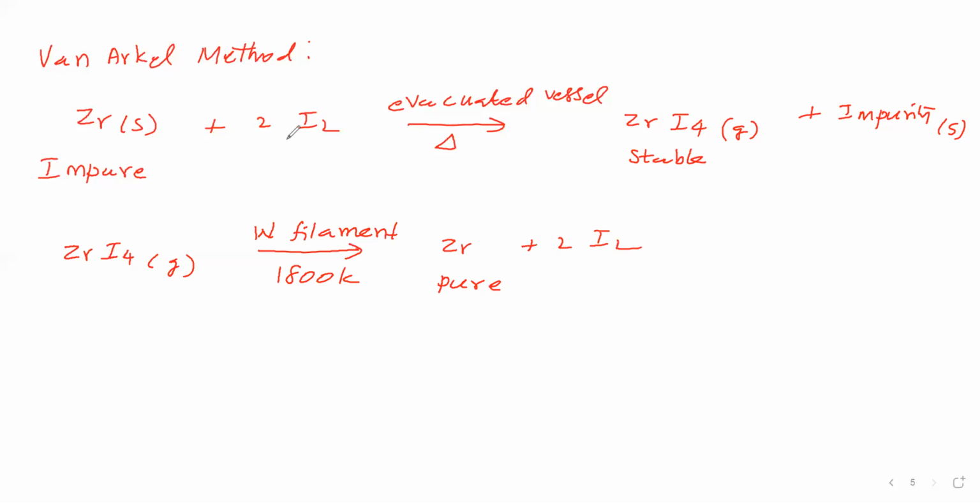In this method, what other elements can be purified? Titanium: titanium with iodine gives titanium tetraiodide, which decomposes to give pure titanium. Another element that can be purified is crude boron, which is converted into boron triiodide, and on decomposition gives pure boron. Next method is the chromatography method.